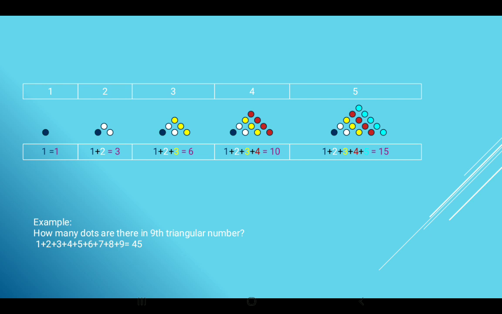So, 1 plus 2 plus 3 plus 4 plus 5 plus 6 plus 7 plus 8 plus 9 is equal to 45. So, 45 yung sum niya. Ibig sabihin, 45 is the number of dots in the 9th triangular number. Another example, in the 6th term. So, numbers from 1 to 6, i-add natin yon to get the sum, and the sum is the number of dots. So, 1 plus 2 plus 3 plus 4 plus 5 plus 6 is equal to 21, and 21 is the number of dots in the 6th triangular number.